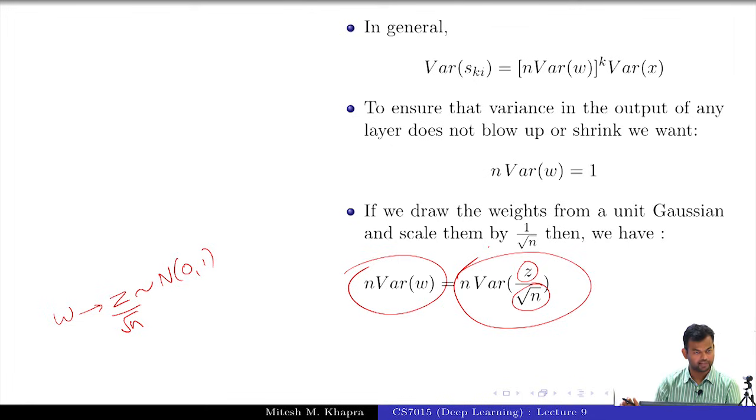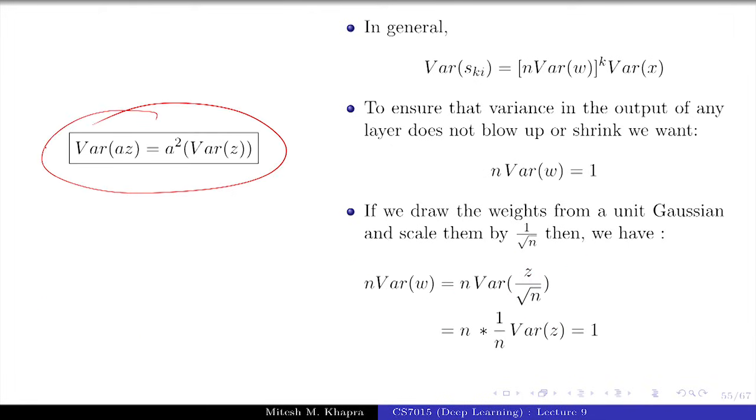I just divide them by the square root of n. Now let's see, what's the variance of az? It's a squared times the variance of z. That's a basic formula, all of us know this. So now what's the variance of z times 1 by square root of n? It's 1 by n times the variance of z. So the n and n cancel.